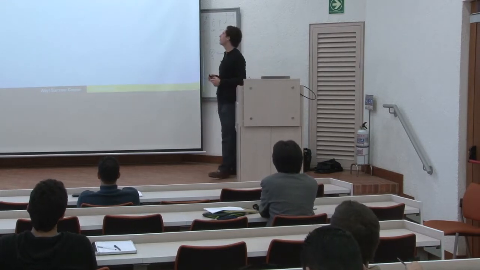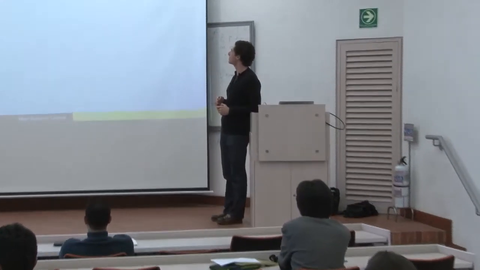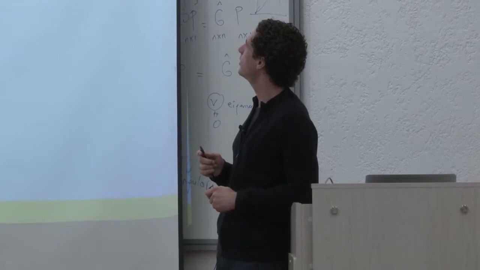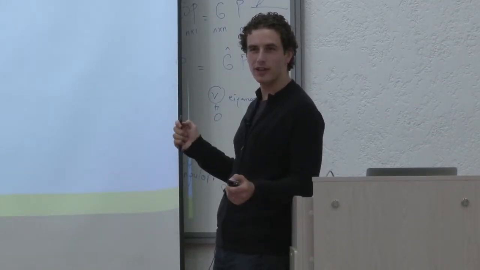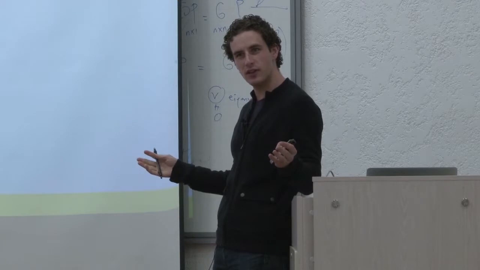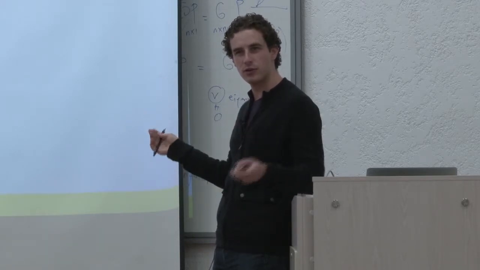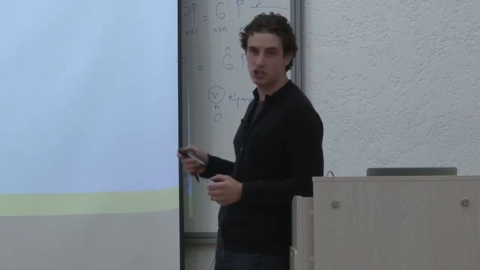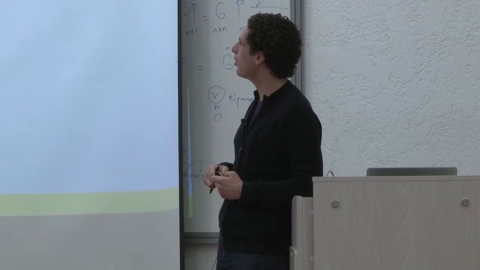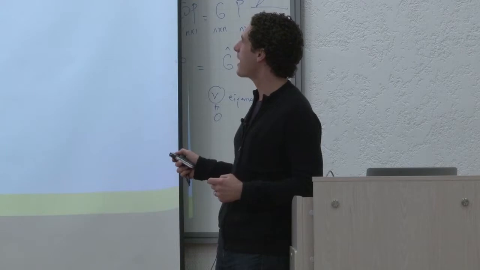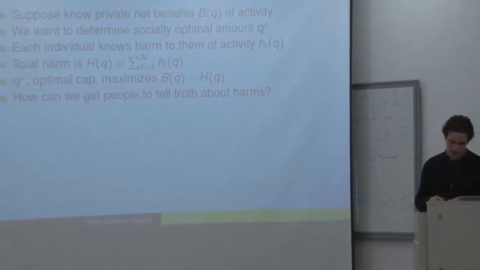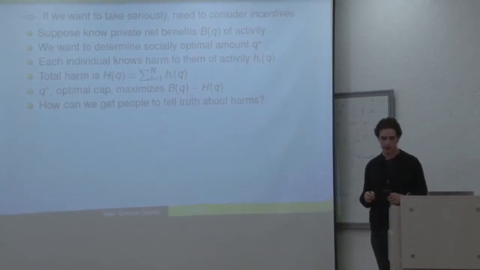Okay, so what determines the socially optimal cap? Imagine we know the private benefit B(Q), and we want to determine the socially optimal amount of the activity so we can put the right cap on it, right? There are some externalities of this thing. We want to figure out what the externality to each person is so that we can impose the right cap. Now imagine each individual knows the harm caused to them, H_i(Q). The total harm is then the sum over all the individuals of that individual harm. The optimal cap maximizes the difference between these two things, right? Now the question is, how can we get people to tell the truth about this?